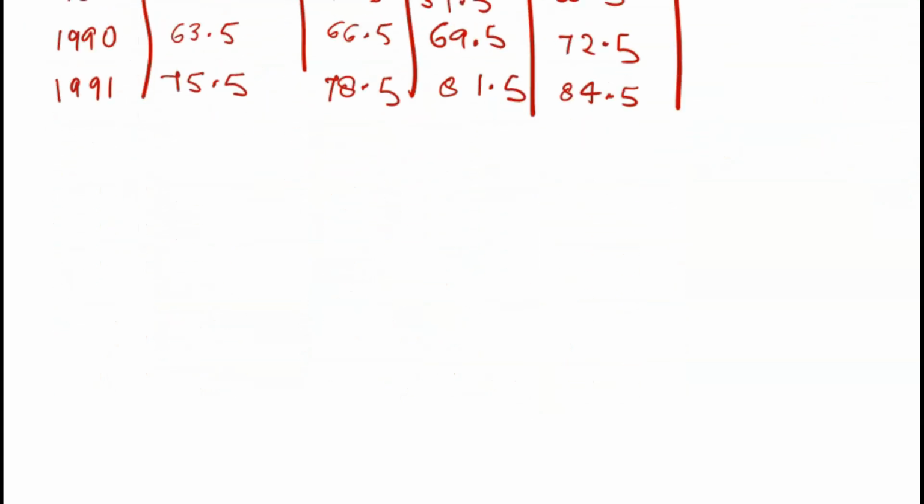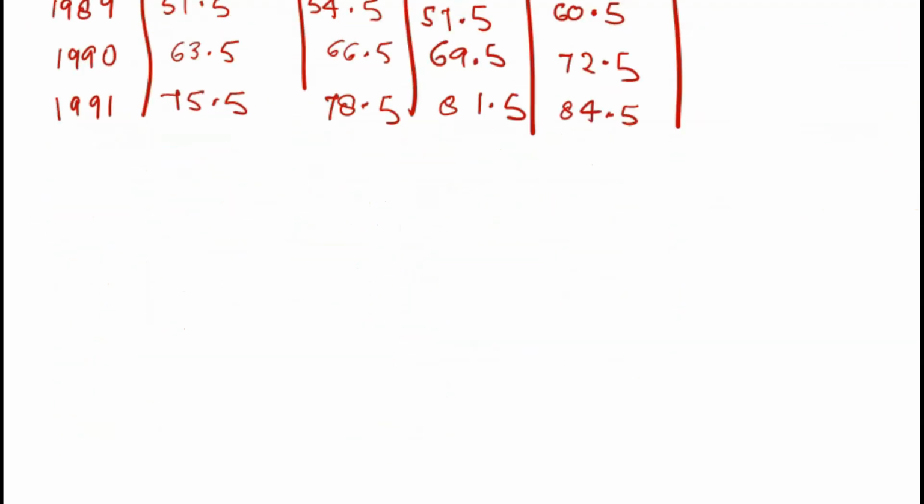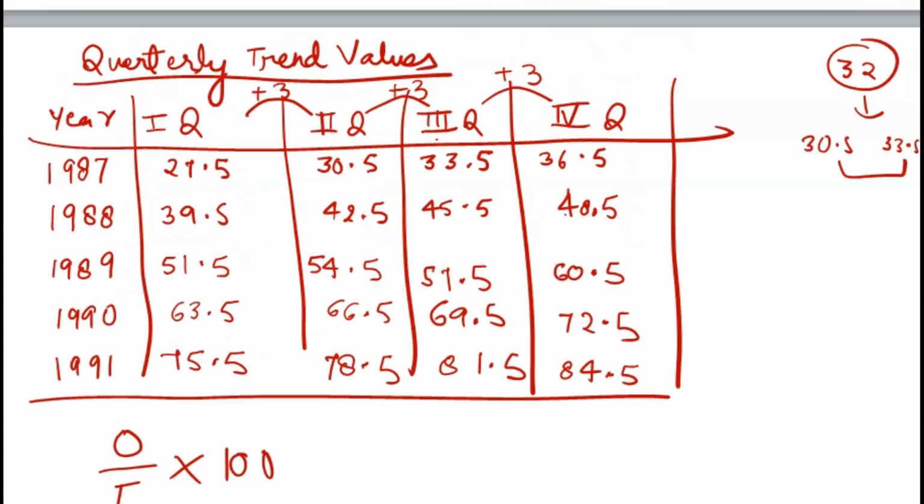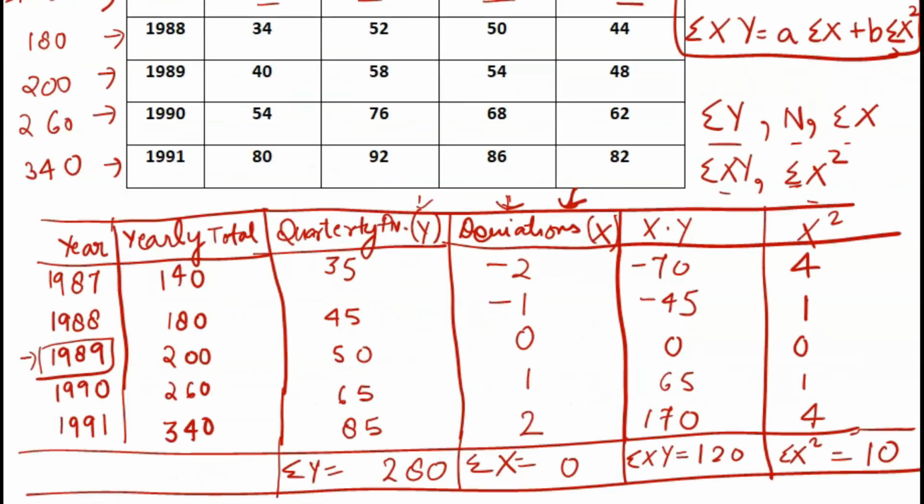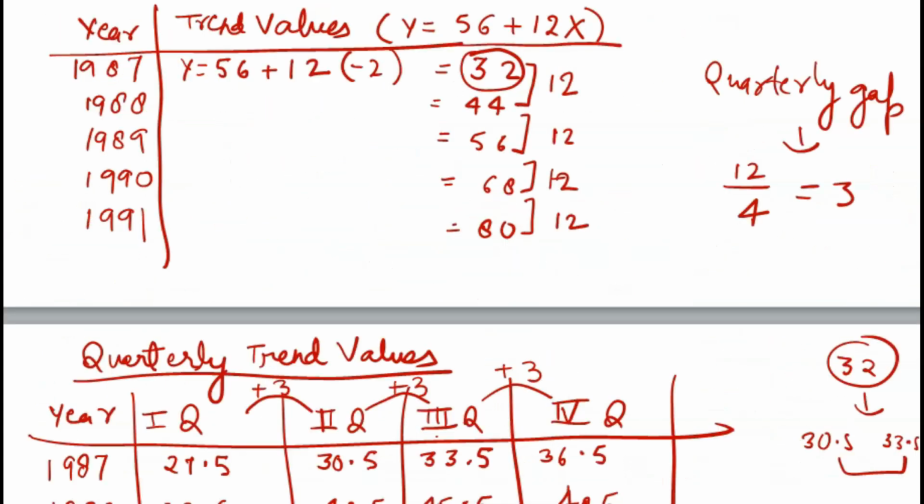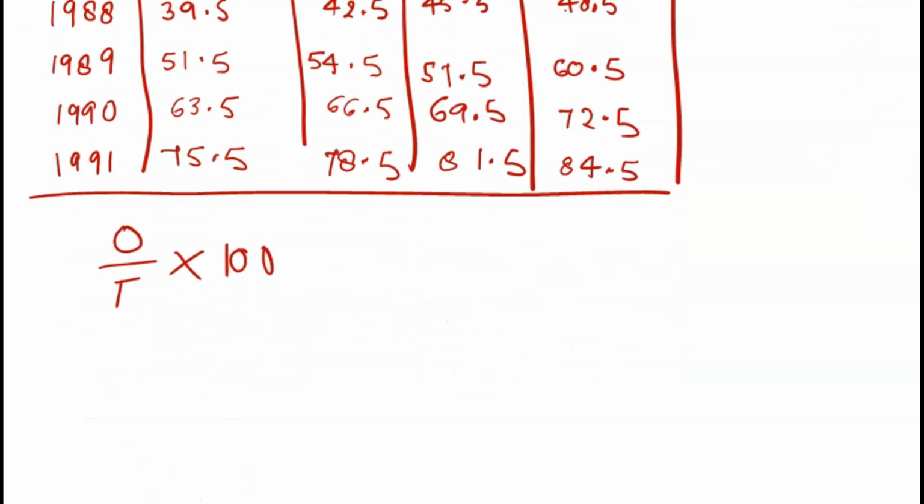So these are the quarterly trend values. The method is ratio to trend method. So here ratio to trend will be O by T multiplied by 100. T is the values we have calculated just now. So these are the T values, trend values. Quarterly trend values is T. O is what was there in the beginning of the question. So the table will give us O values, and then these quarterly trend values will give us T values, and then multiplied by 100. So like this we have to do.